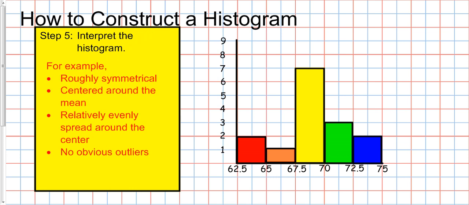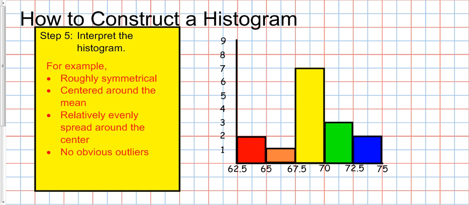So in interpreting our histogram, we use a 4-piece description. We describe the shape, the center, the spread, and the outliers. So for shape, this is roughly symmetrical. It's not exactly. Obviously, if that orange bar was a little bit taller, it would be very symmetrical. But it's okay to say roughly. That's actually an okay term there. Our center is centered around the mean. If you notice, 68.8 would fall almost exactly right in the middle of this histogram.